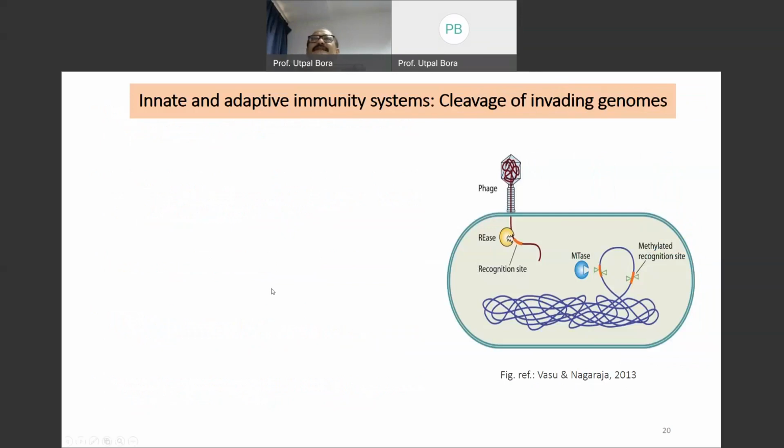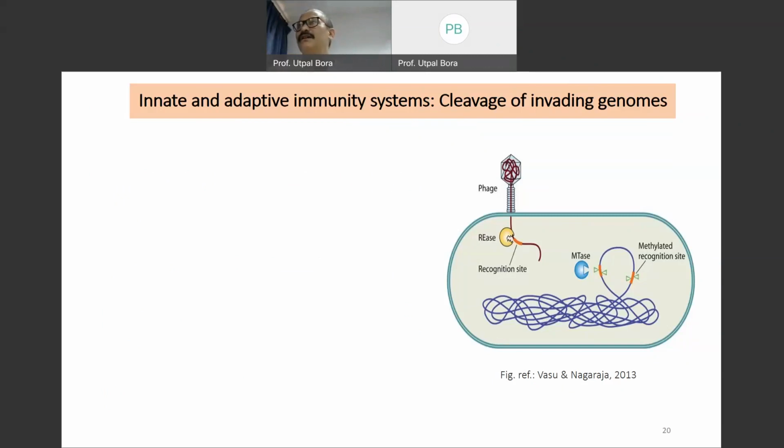Now let us go to the next type of defense system in bacteria, the innate and adaptive immunity systems, which together constitute the bacterial immune system. This system basically deploys a technique of cleaving the invading genomes. It will actually digest the nucleic acid.